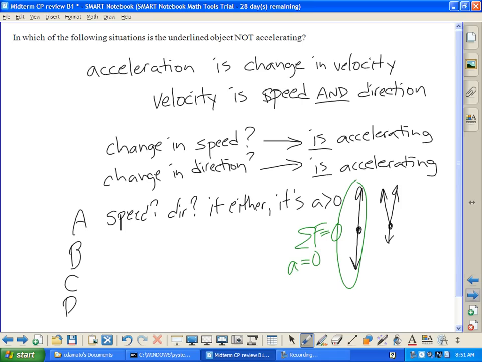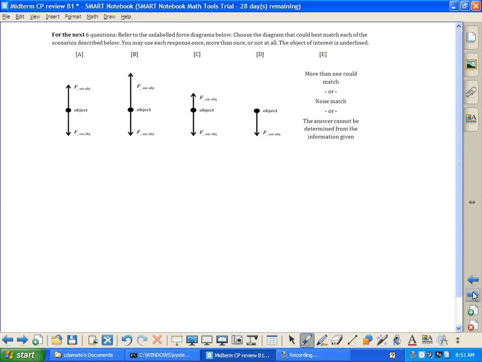Could it be moving? You betcha. How? Constant speed. This object, I don't have any numbers, but the total force is clearly in the up direction. So there's going to be an acceleration in the up direction. Is it speeding up? Not necessarily. Could be going down and slowing, like the elevator car stopping on the ground floor. Okay.